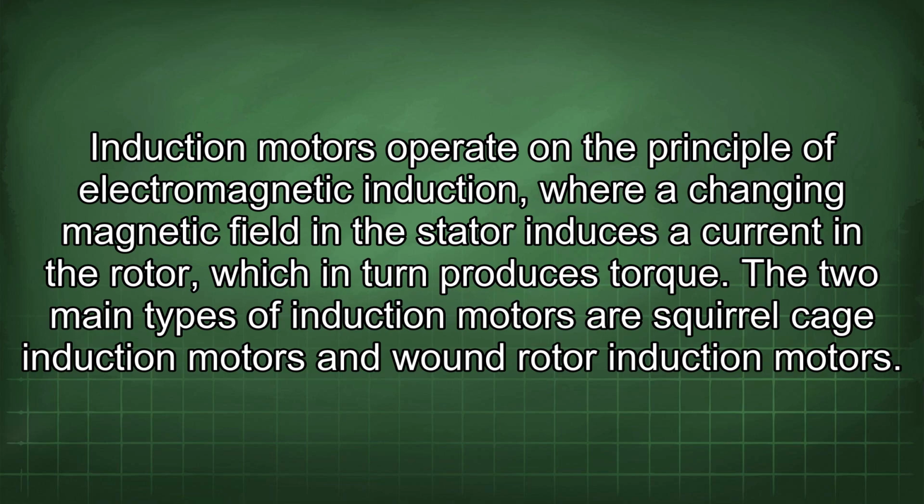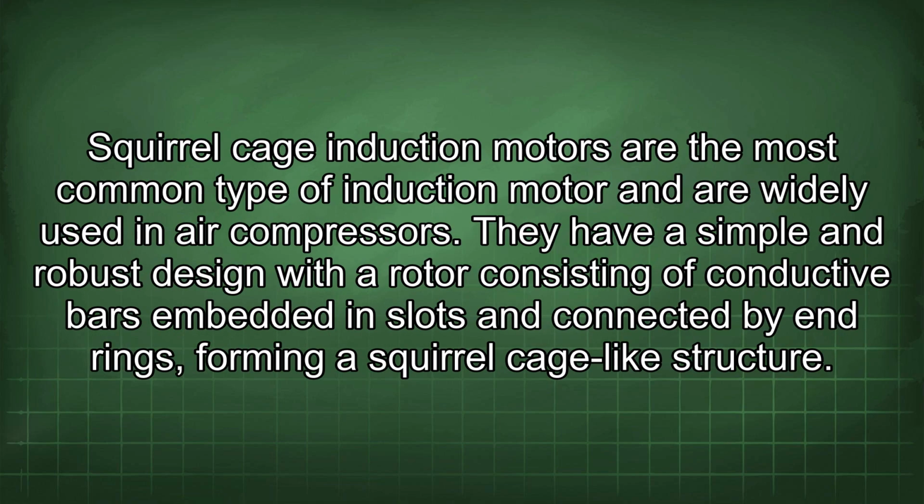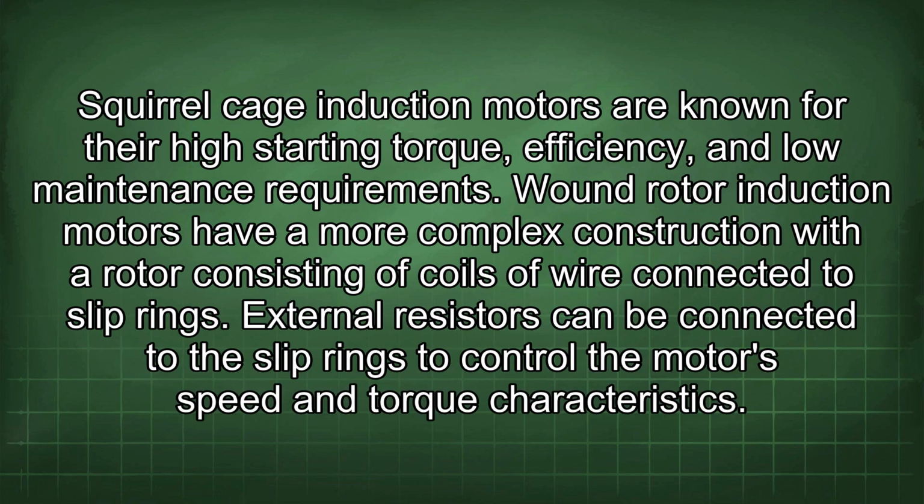The two main types of induction motors are squirrel cage induction motors and wound rotor induction motors. Squirrel cage induction motors are the most common type of induction motor and are widely used in air compressors. They have a simple and robust design with a rotor consisting of conductive bars embedded in slots and connected by end rings, forming a squirrel cage-like structure. Squirrel cage induction motors are known for their high starting torque, efficiency, and low maintenance requirements.